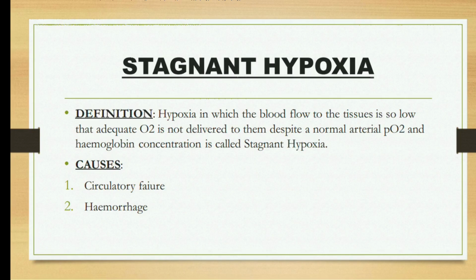Again, if I repeat this, the hypoxia in which the blood flow to the tissues is so low that adequate oxygen is not delivered to them despite a normal arterial partial pressure of oxygen and hemoglobin concentration is called stagnant hypoxia. Causes? Two major causes: the circulatory failure and the hemorrhage. Clear?